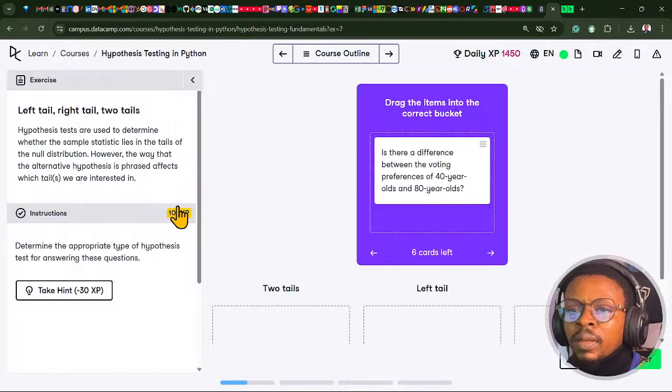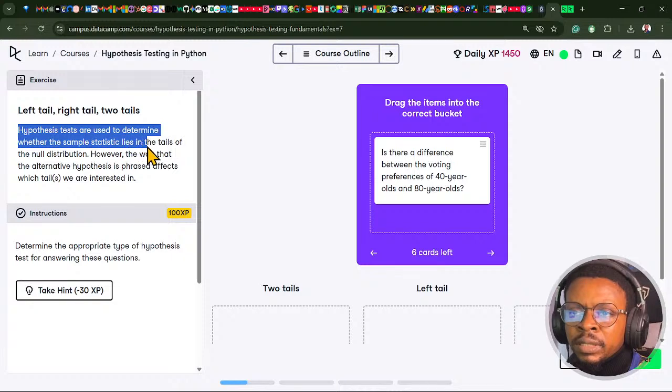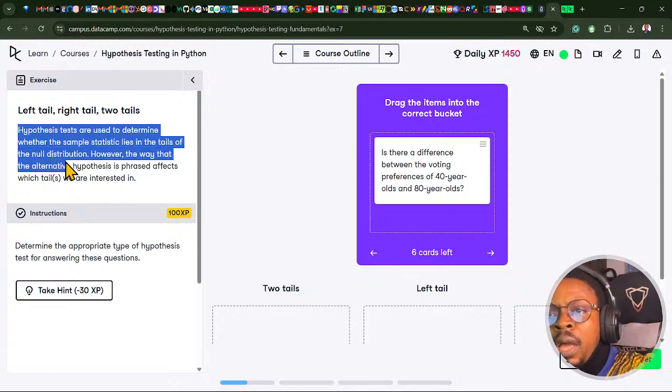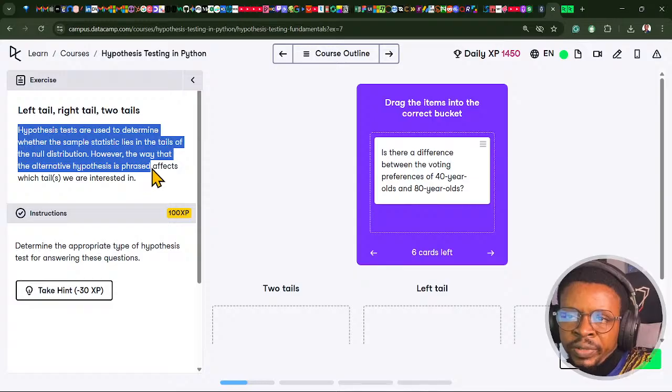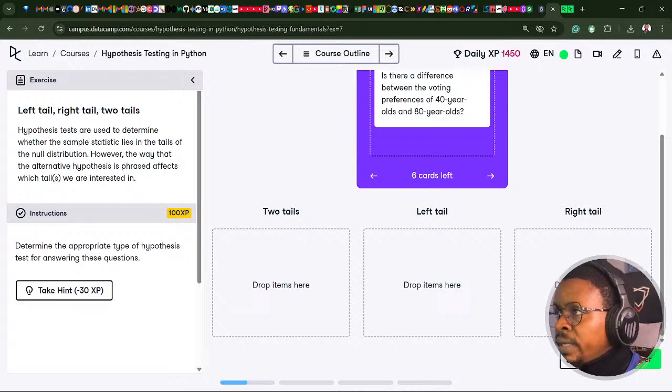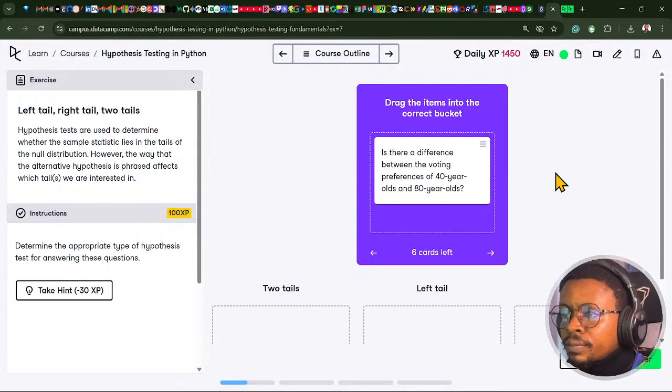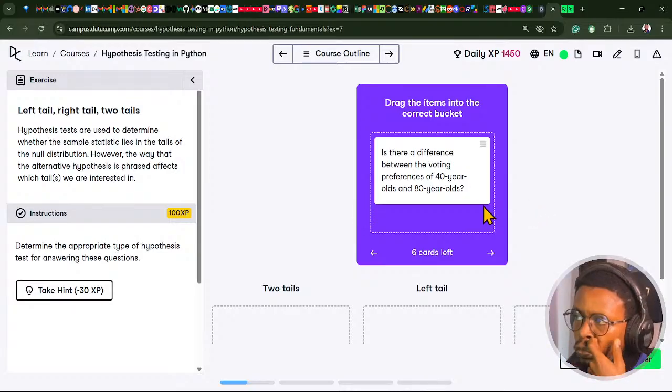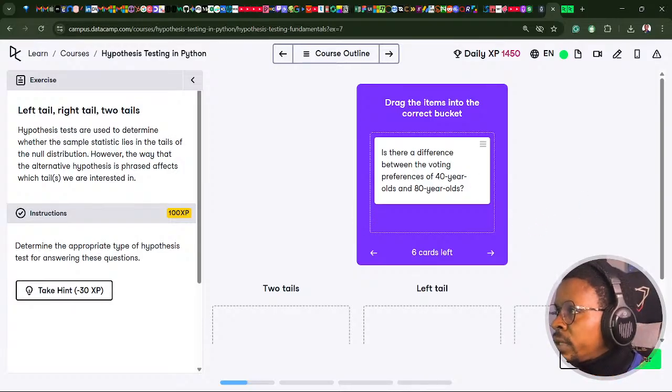Interesting. So left tail, right tail, two tails. Determine an appropriate type of hypothesis test for answering these questions. Hypothesis tests are used to determine whether the sample statistic lies in the tails of the null distribution. However, the way that the alternative hypothesis is phrased affects which tails we are interested in. Left tail, right tail, or two tails. Let's see. Difference between voting preferences of 40-year-olds and 80-year-olds.